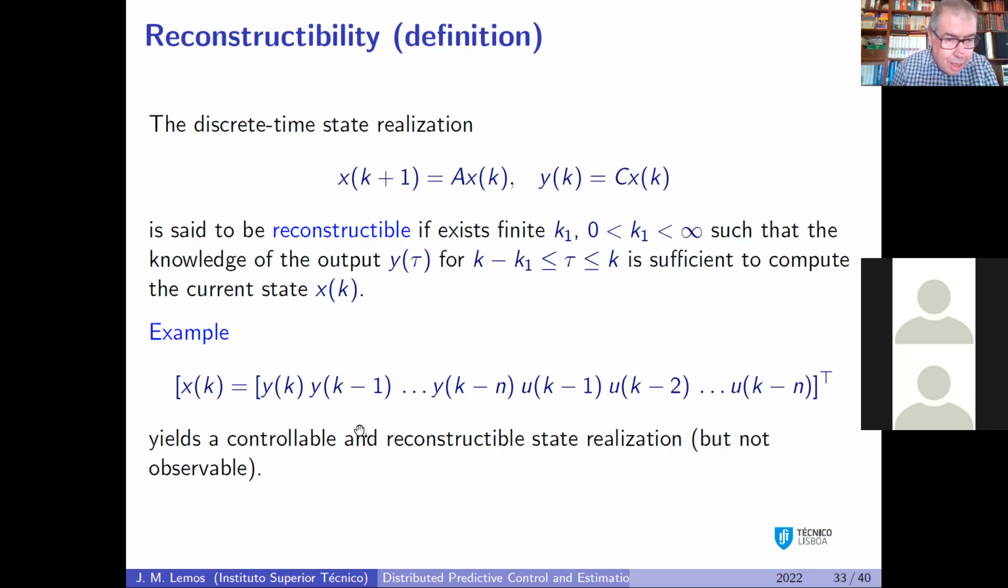Look, the state is made by the observations of y and u. So if you wait for n samples, you will get the state. It's just the last n observations of y and u. This is very useful because state estimation becomes trivial. You just wait, and you have your state without the need for any special algorithm.